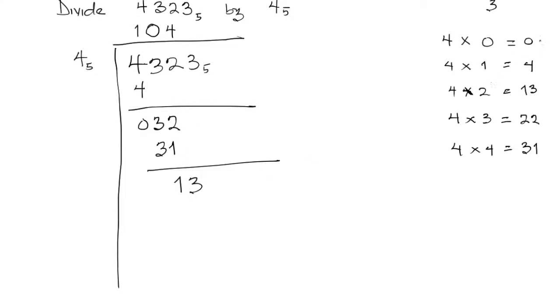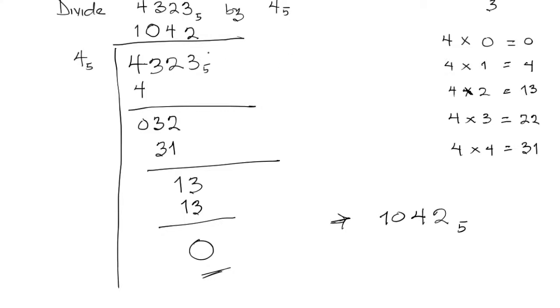We go here and look for the nearest number to 13, or 13 in base 5, and that's here, 13. So we write down our 13, and we know that we need to multiply 4 by 2 to get that. So that's 2 right here, and 13 minus 13 is 0, and that's the end of our division. So the answer to this question is 1042 in base 5.